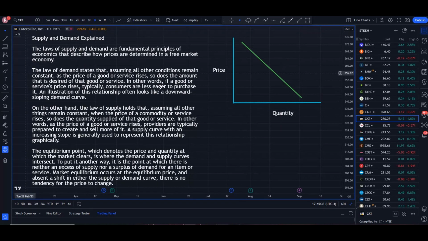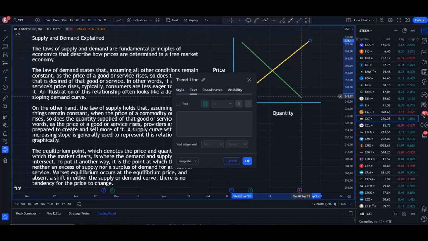All right, so let's look at the other law. It's the law of supply. And it says assuming all things remain constant, when the price of a commodity or service rises, so does the quantity supplied of that good or service. In other words, as the price of a good or service rises, providers are typically prepared to create and sell more of it. A supply curve with an increasing slope is generally used to represent this relationship graphically. So this would look like an upsloping line on the chart.